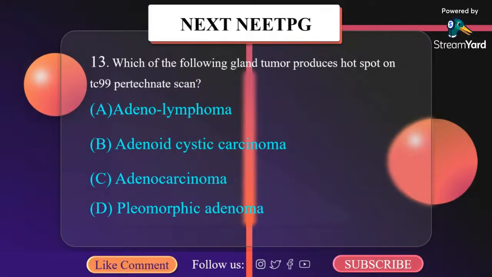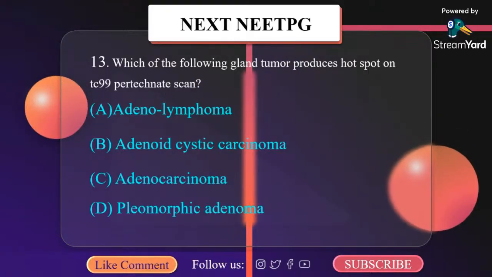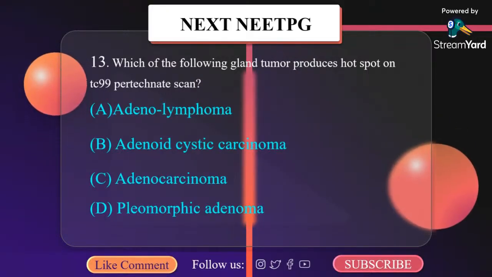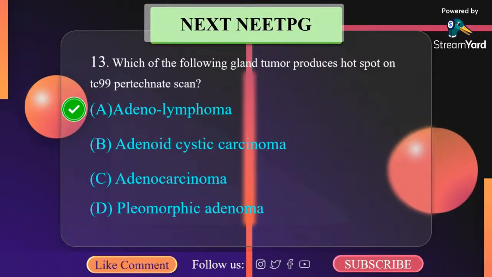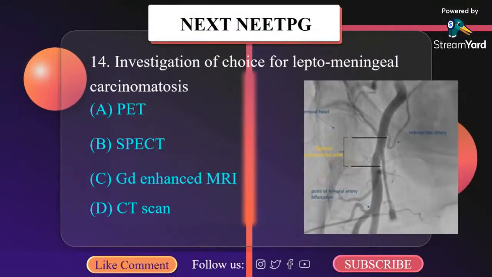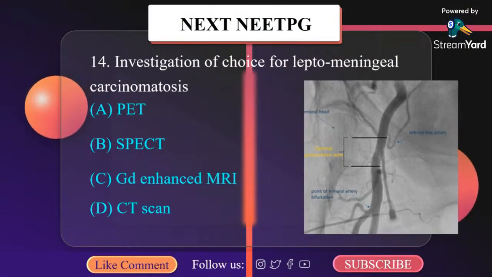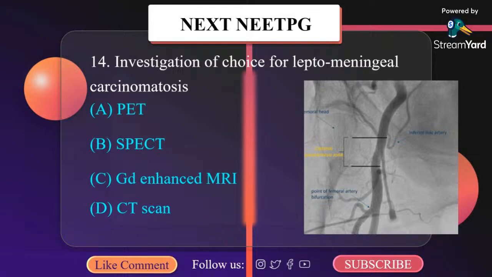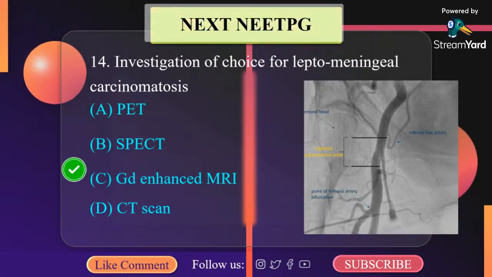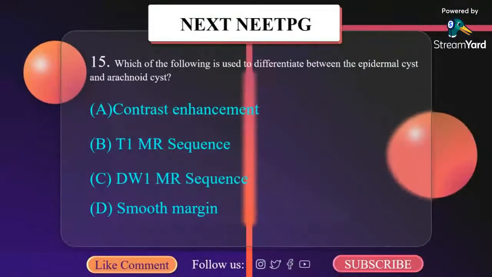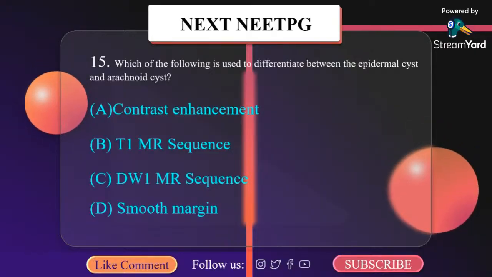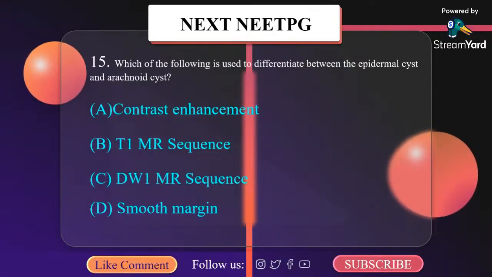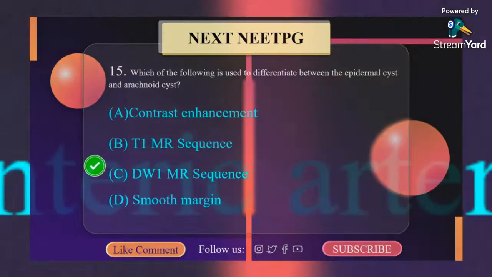Which of the following gland tumors produces a hot spot on technetium-99m pertechnetate scan? Adenolymphoma, adenoid cystic carcinoma, adenocarcinoma, pleomorphic adenoma. It is adenolymphoma. Investigation of choice for leptomeningeal carcinomatosis is A. PET, SPECT, gadolinium enhanced MRI, CT scan. It is gadolinium enhanced MRI. Which of the following is used to differentiate between epidermal cyst and arachnoid cyst? A. Contrast enhancement, T1 MR sequence, DWI MR sequence, DD1 MR sequence.